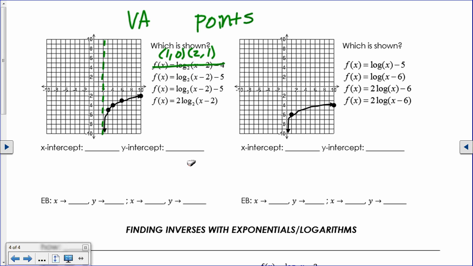Alright, what about this one? What are the log points for this? 1, 0, and 2, 1. It's the same log points, but we're going to have different transformations. What are the transformations for this one? Right 2, down 5. So let's do 1, 0. You go over 2 and down 5. Is that one of the points? Yeah. Does it work for the other one? 2, 1: 1, 2, 3, 4, 5. You also get a point on the graph? Yep. So that's the one you want.